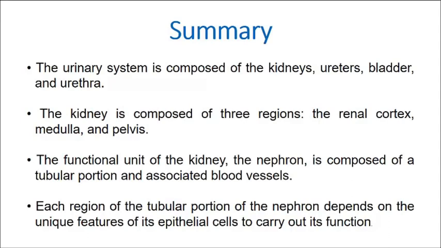Now each region of the tubular portion of the nephron depends on the unique features of its epithelial cells to carry out its function. All the segments of this nephron are structured by these epithelial cells. Some epithelial cells help to filter the blood for the necessary solutes and water molecules that will make the urine, and other epithelial cells present in the proximal convoluted tubule, loop of Henle and distal convoluted tubule ultimately guide the urine into the ureter. So that in a sense is an anatomy review of the urinary system. We'll see an animation for that, and we'll also see the functionality of the nephron and how exactly the nephron mediates the function of urine release.